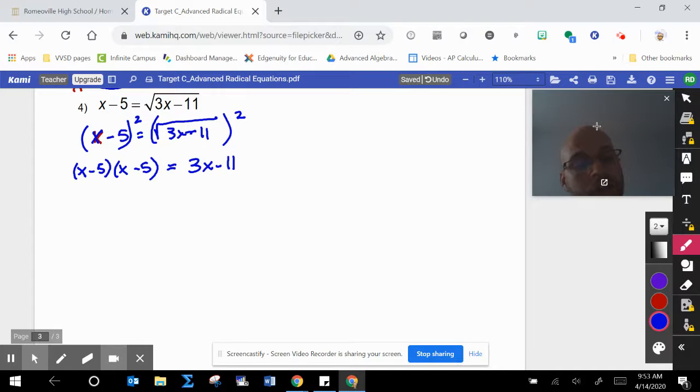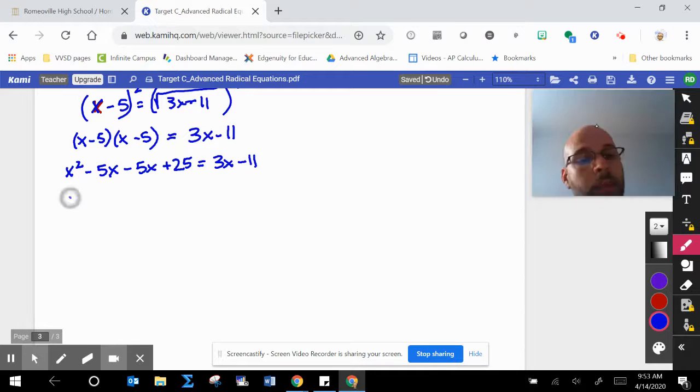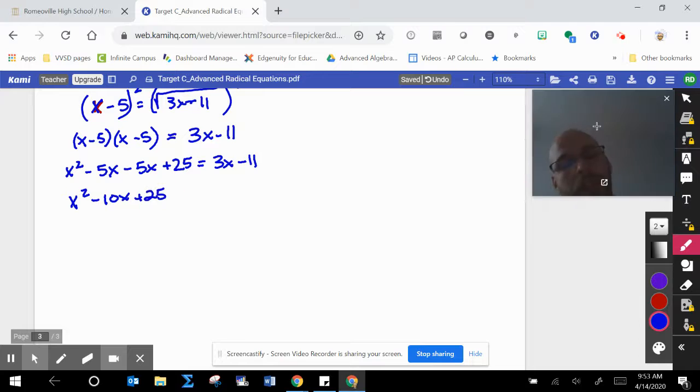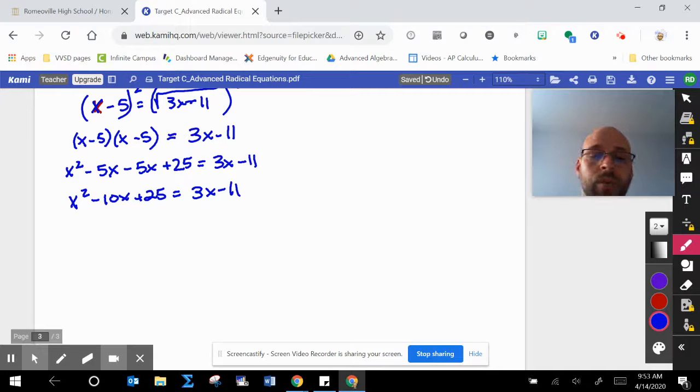Okay, so now I want to distribute. x times x is x squared. x times a negative 5 is a negative 5x. Negative 5 times x is a negative 5x. And negative 5 times negative 5 is a positive 25. And that will equal the right-hand side of my equation, 3x minus 11. Let's combine our like terms. I now have x squared minus 10x plus 25 equals 3x minus 11.